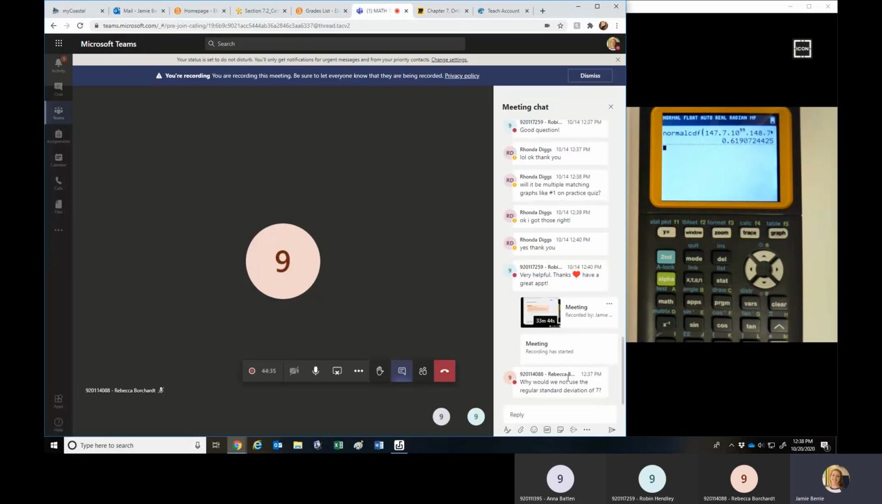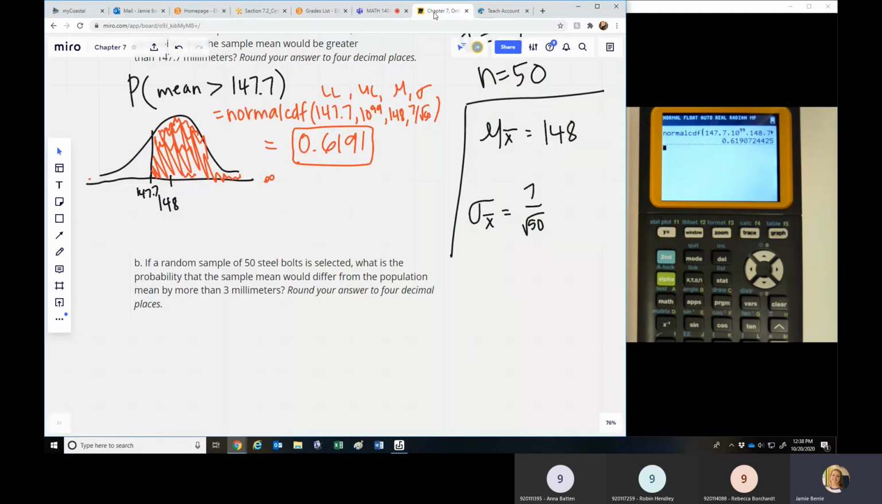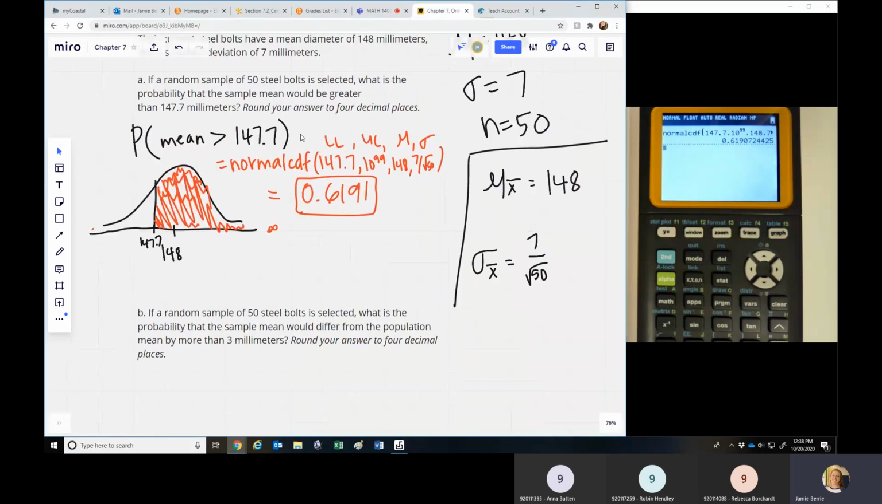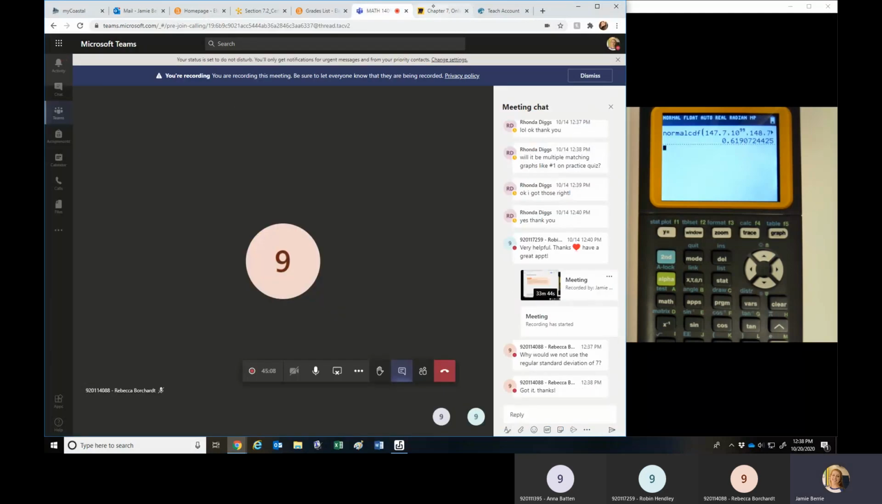Oops, somebody chatted in there. Why would we not use the regular standard deviation of 7? That's a good question. The reason we don't use the regular standard deviation of 7 is because we see this key phrase where it says, what's the probability that the sample mean would be greater than 147.7? When you see the words sample mean in the problem, that tells you to use your special formulas. Does that make sense, Rebecca? Okay, good.